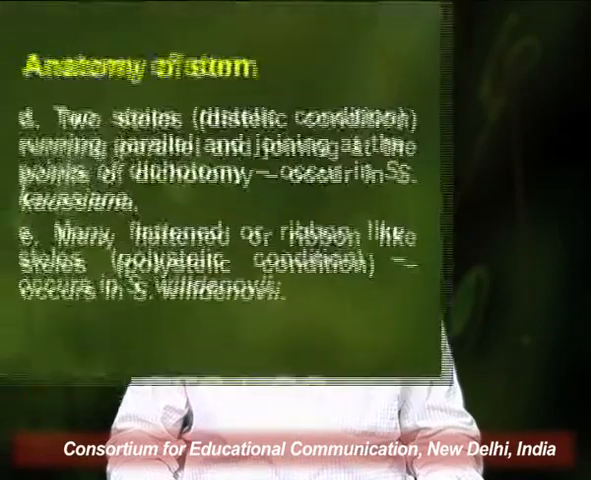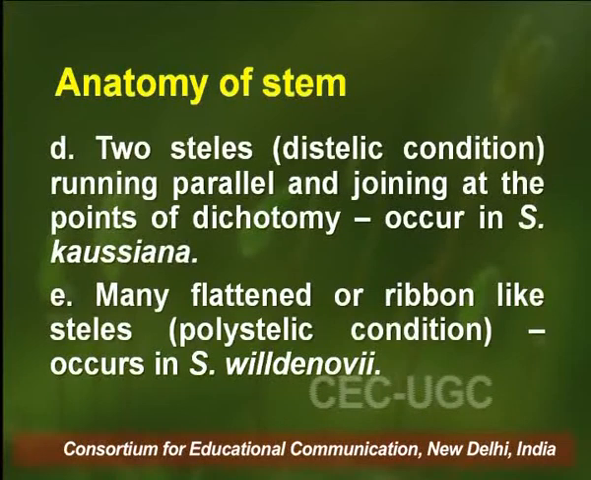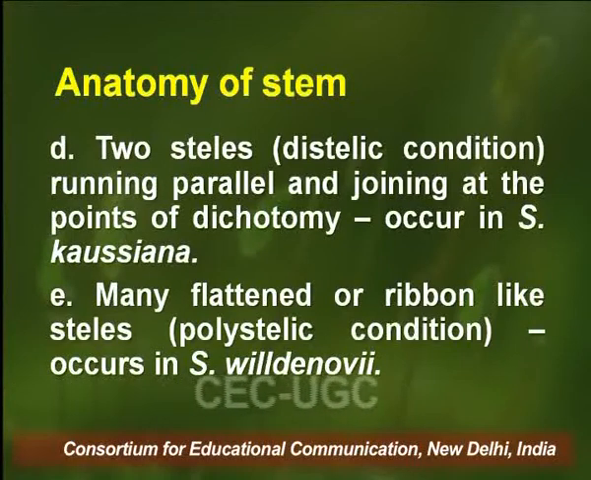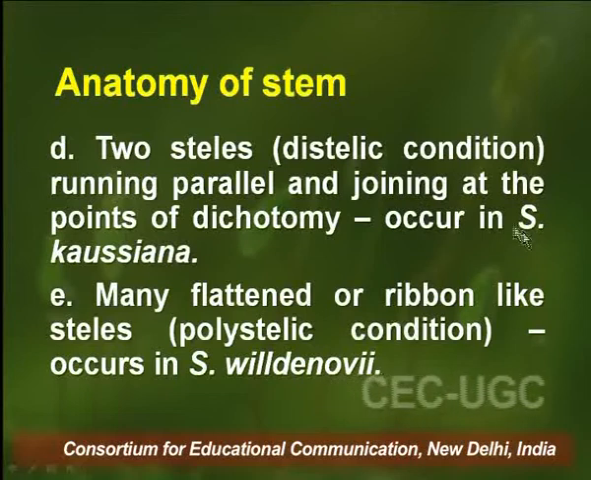There are certain species of Selaginella which have 2 or more than 2 steles. Such conditions are called distelic or polystelic conditions. In the case of distelic conditions, 2 steles run parallel and join at the points of dichotomy, such as in Selaginella kraussiana.